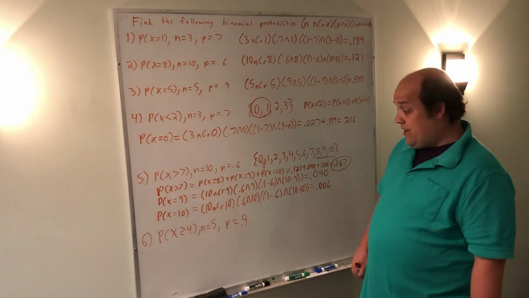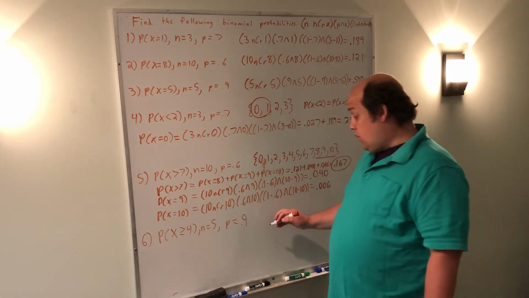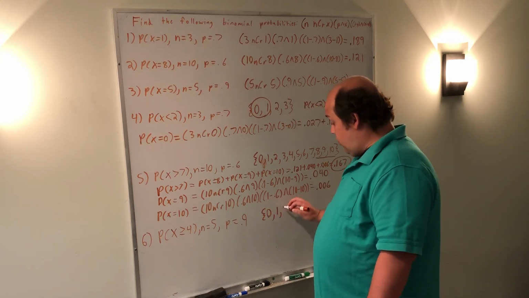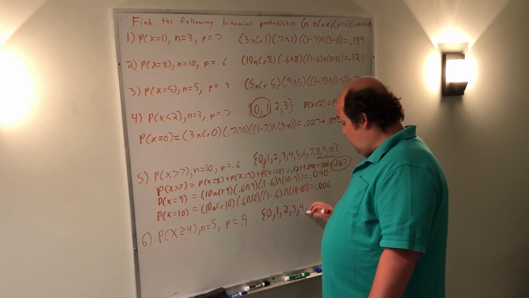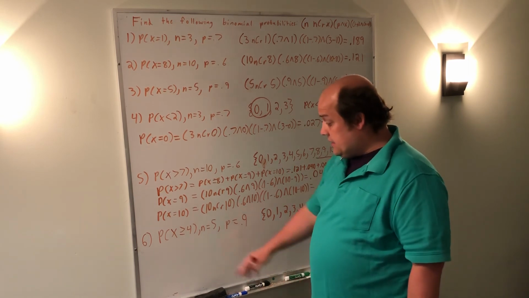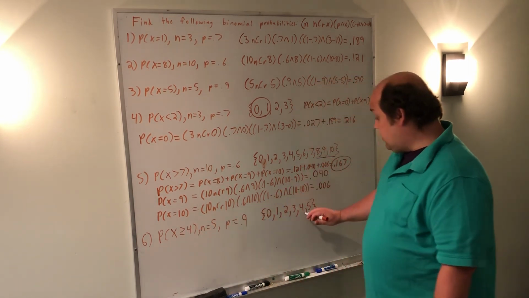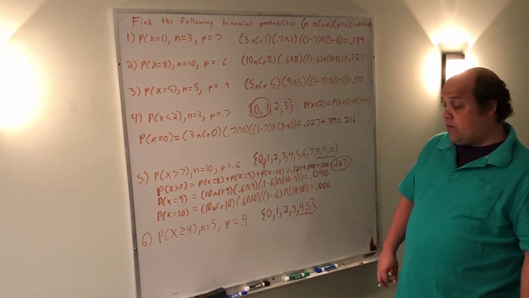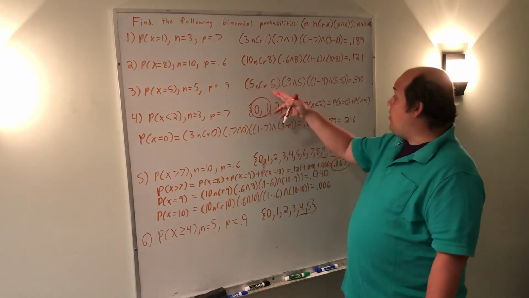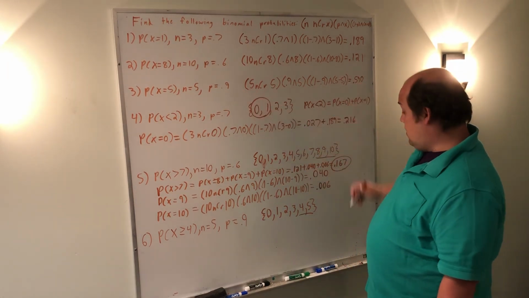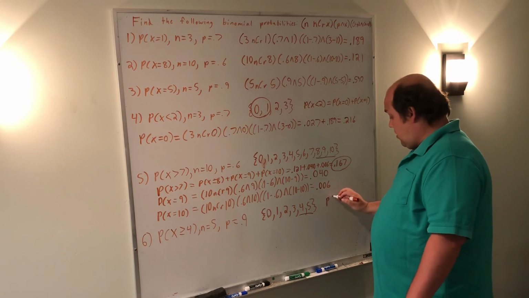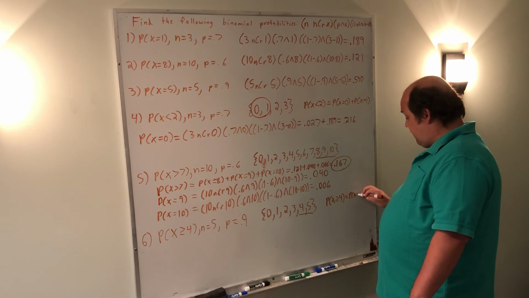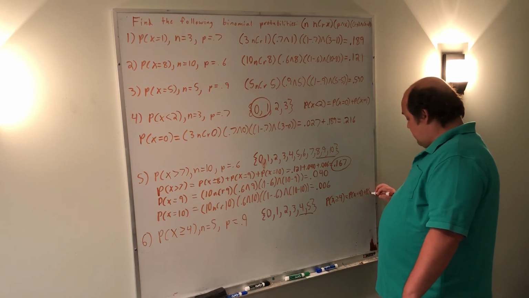Last one, probability that x is greater than or equal to 4 when n equals 5. Again, I'm going to set up the sample space. I could have 0, 1, 2, 3, 4, or 5. In this case, greater than or equal to 4 does include 4 because of the equal to. So 4 and 5 are the things that are greater than or equal to 4. In problem 3, we already solved for when x equals 5. So when we do p of x is greater than or equal to 4, that equals p of x equals 4 plus p of x equals 5.